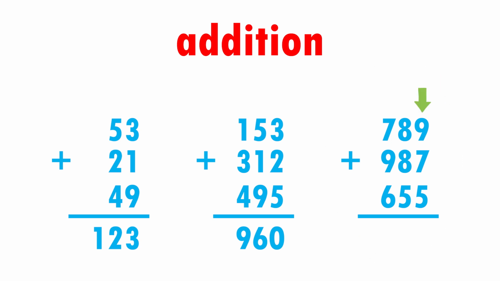Lastly, let's add 789 plus 987 plus 655. We start by adding the ones. 9 plus 7 plus 5 equals 21. Write down 1 and carry over the 2 tens. 2 plus 8 plus 8 plus 5 equals 23. Write down 3 and carry over the 2 hundreds. 2 plus 7 plus 9 plus 6 equals 24. The final sum is 2,431.